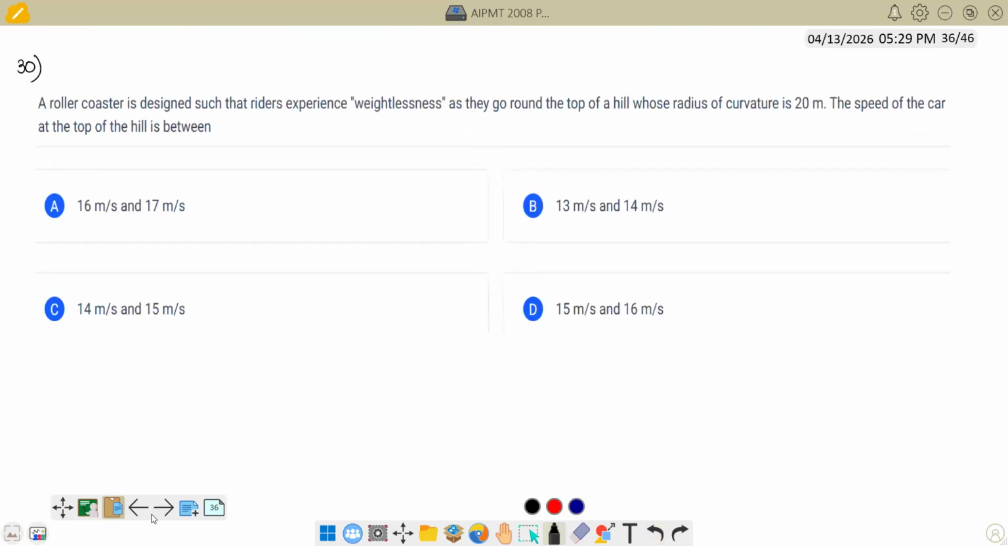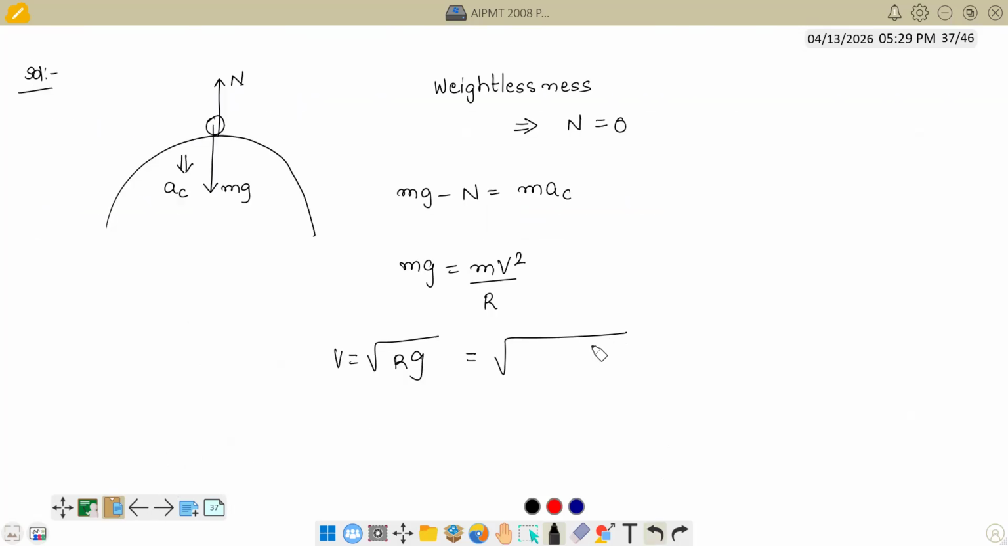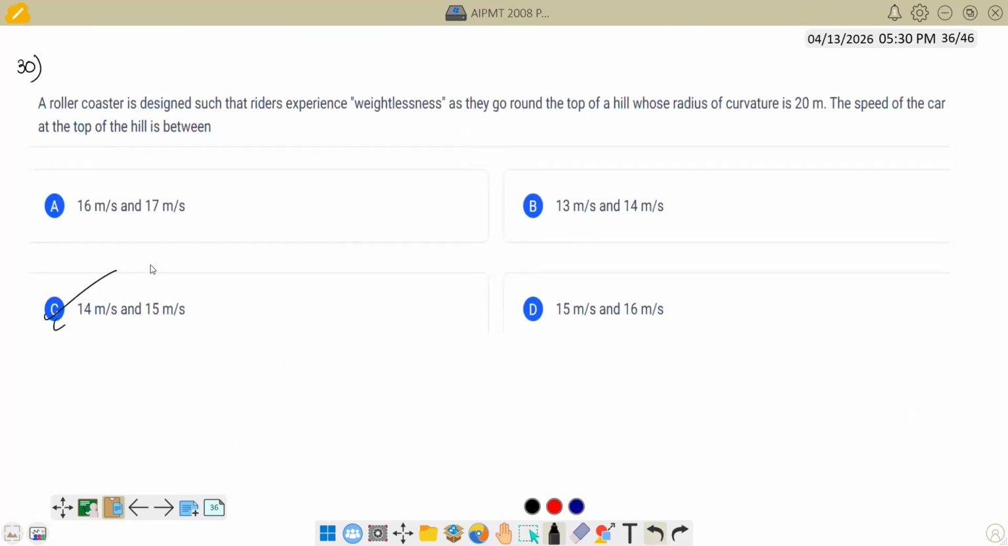So what is the r value given here? The r value is given as 20, and the g value is 9.81. So if I do 9.81 into 20, we are getting root 196.2. If you take 196, it is 14 square. 15 square is 225. So 196 is 14 square, and my answer is between 14 and 15 only. So the correct answer should be between 14 and 15.